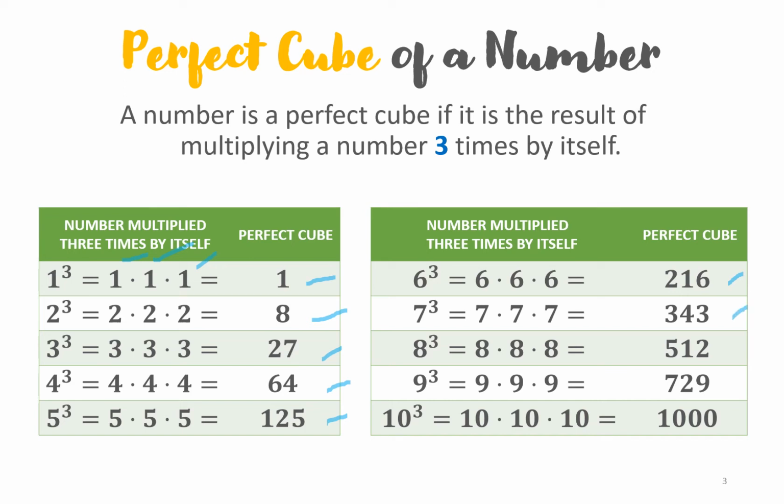7 cube, we have 343. 8 cube, we have 512. 9 cube, we have 729. And 10 cube, which is 10 times 10 times 10, that would give us 1,000. So, yung perfect cube natin, yung 1, 8, 27, 64, 125, 216, 343, 512, 729, and 1,000, these are all perfect cubes. So, kailangan kabisado nyo itong mga perfect cube ng number.